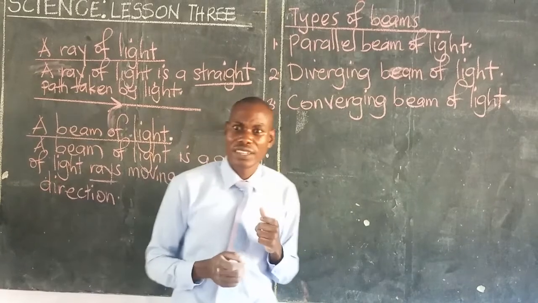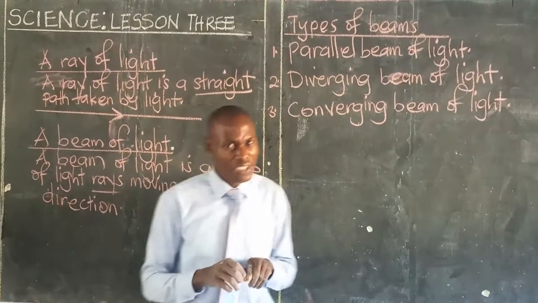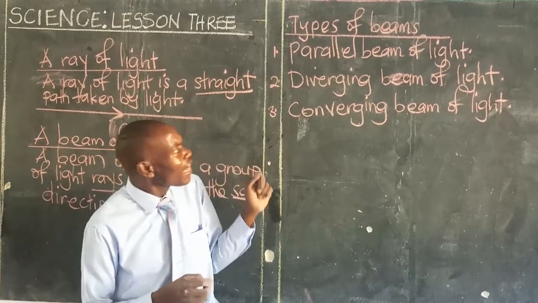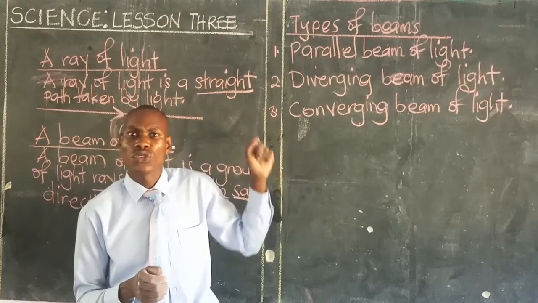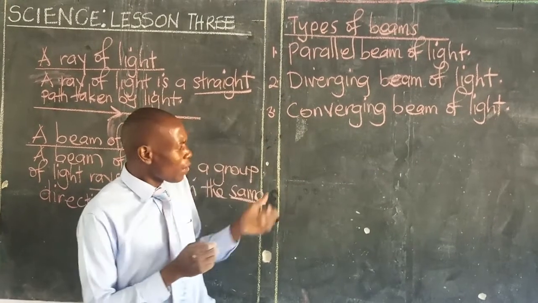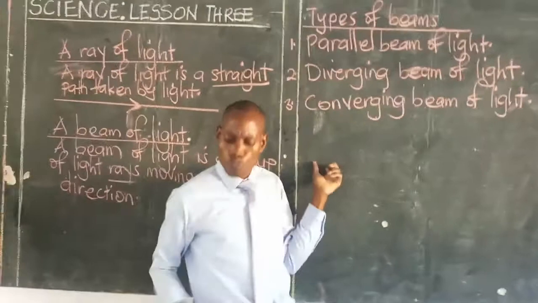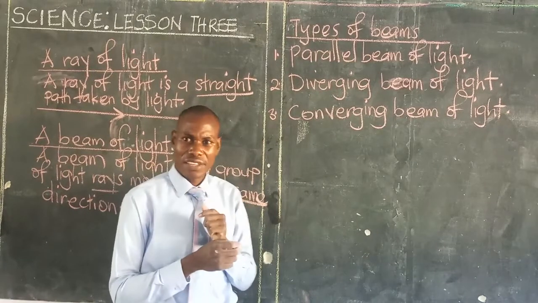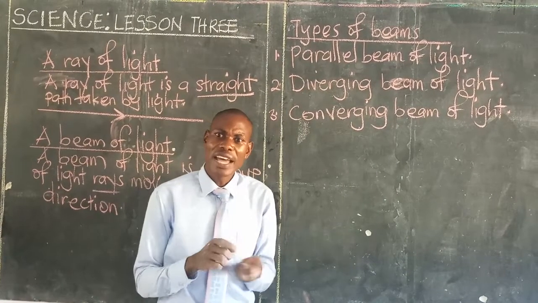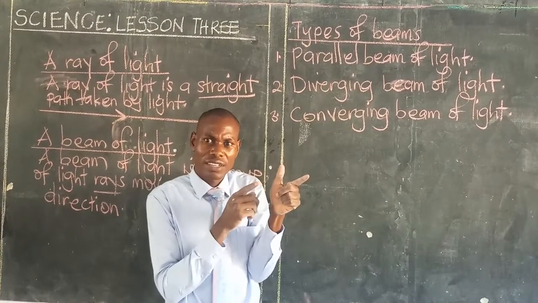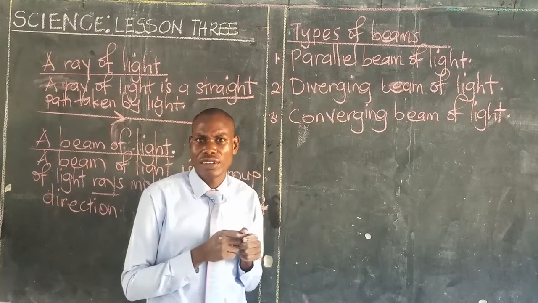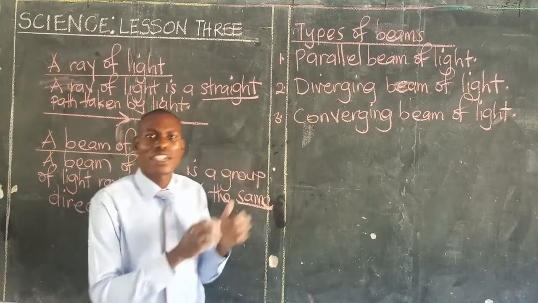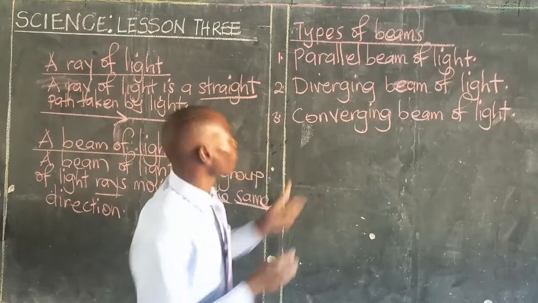In mathematics, you learned about parallel lines. But now in science, I'm talking about parallel beams of light. Now, a parallel beam of light is a group of light rays moving in the same direction, with equal distance from each other.